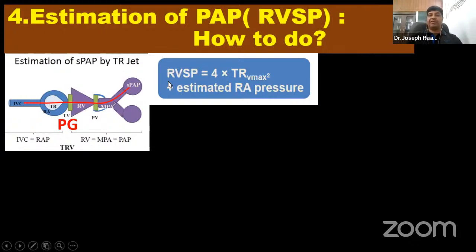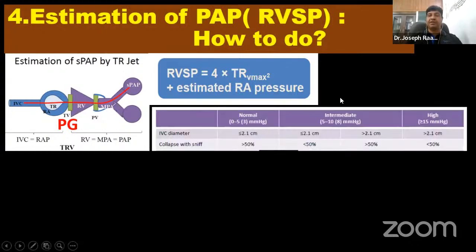Another thing is, how do we know the RA pressure? If you have a CVP, that will tell you the RA pressure. Nowadays we are not using the CVP just for the purpose of calculating the pressures. So then we can go for this formula, that is, you can do an analysis of the IVC. If the IVC is less than 2.1 and the collapsibility is more than 50%, then we take the RA pressure to be somewhere around 5. This is available in the textbook, so you know whether the RA pressure is 8 or 15. By using this, the right ventricular systolic pressure can be calculated.